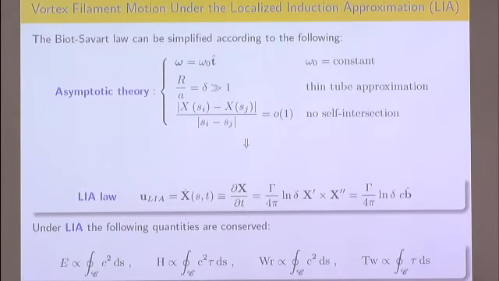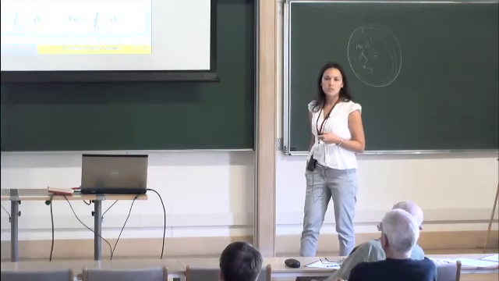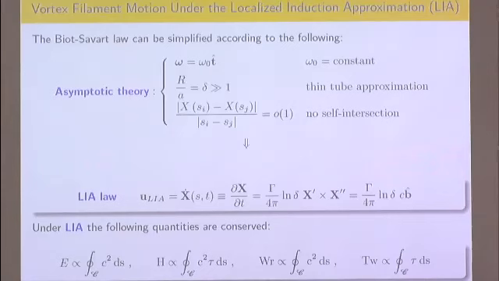This localized induction approximation is obtained by applying an asymptotic theory, assuming that the vorticity is constant during the evolution, the thin tube approximation, so we suppose that the ratio between the biggest radius of the vortex and the small radius is much greater than 1, and there is no self-intersection. By means of these three assumptions, it has been proven that the velocity is proportional to the curvature in the binormal direction.